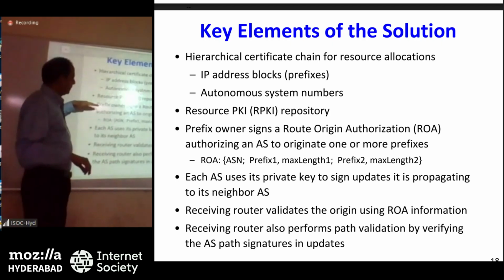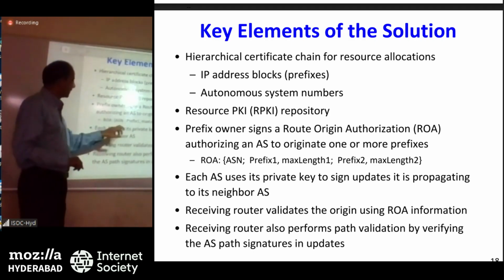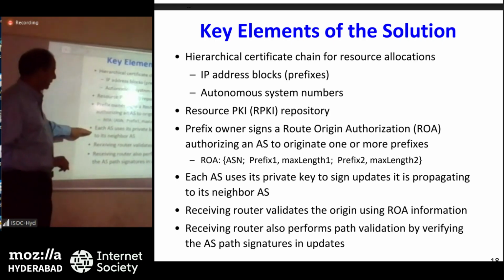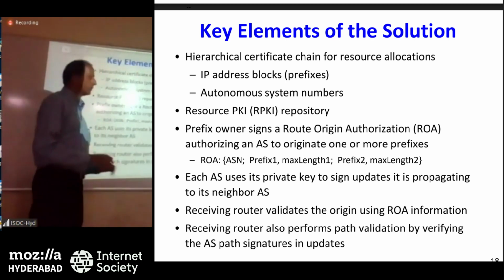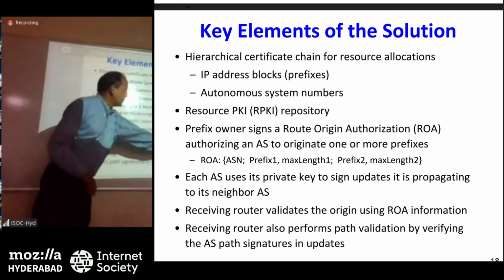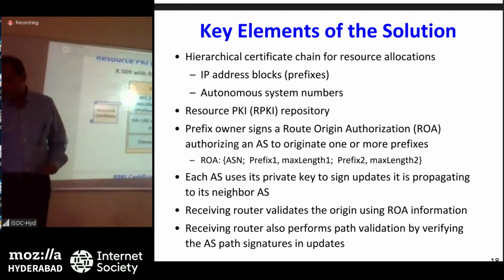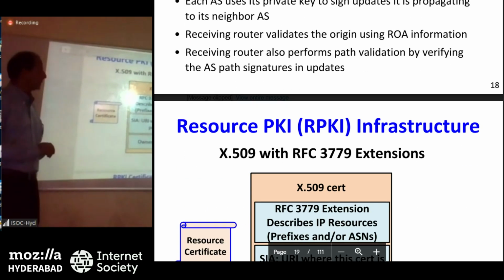Then there is the notion of route origin authorization, which binds the announcement of a prefix to an autonomous system number, and then there is a notion of signing the updates that has to do with path validation. I'll describe that later. And once these things are in place, the receiving routers throughout the internet can validate the origination of a prefix announcement by using the route origin authorization. So I'll go into some of the details related to this technology and the standards.